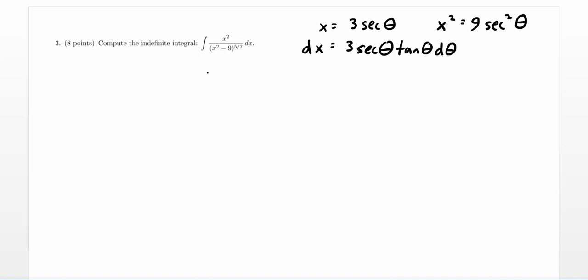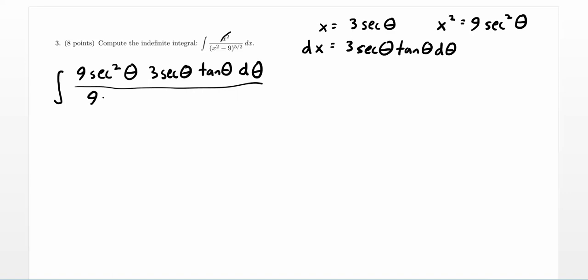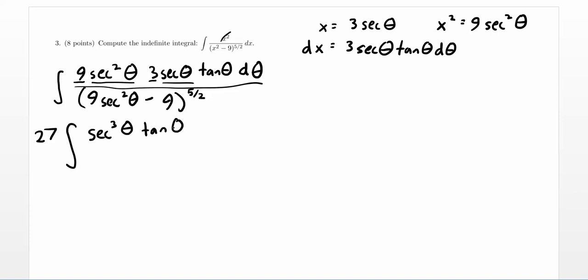Now we have to rewrite this integral in terms of theta. So let's see. The top part becomes 9 secant squared theta. The dx becomes 3 secant theta tangent theta d theta. And the bottom becomes 9 secant squared theta minus 9 to the 5/2. Now don't simplify anything right away, just write it all out first and then we'll simplify as we go. So from the numerator I see 9 times 3, so I'm going to pull that out, that's 27. And then the secant squared, and the secant I'm going to write as secant cubed theta tangent theta d theta.